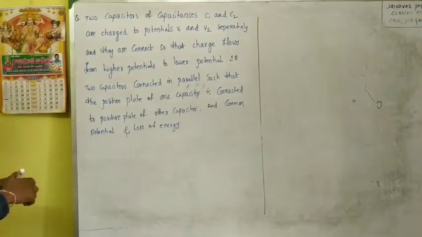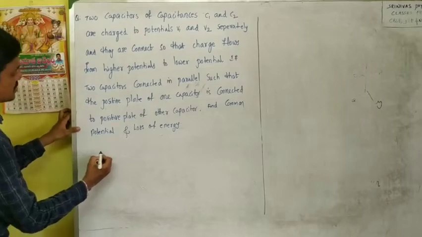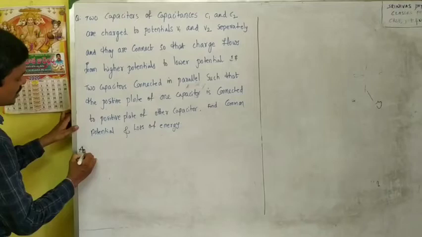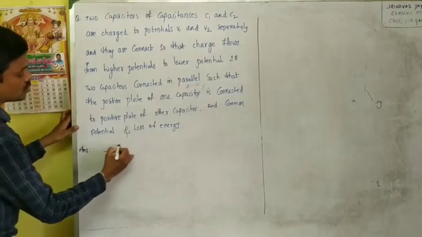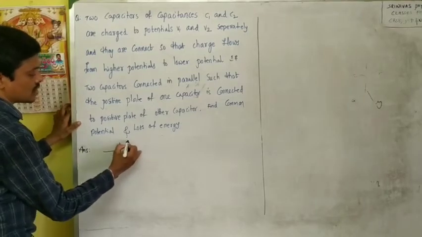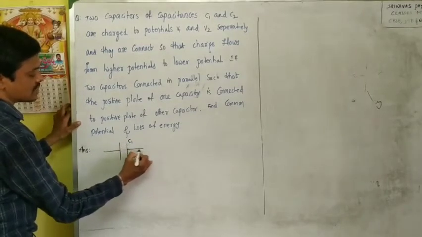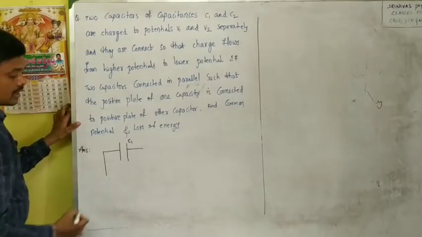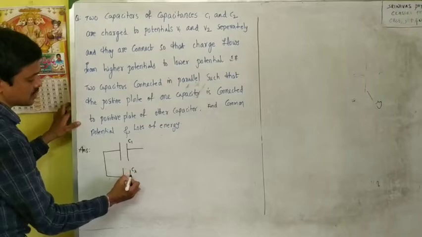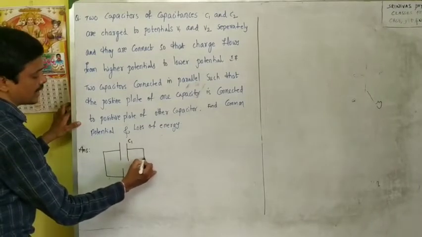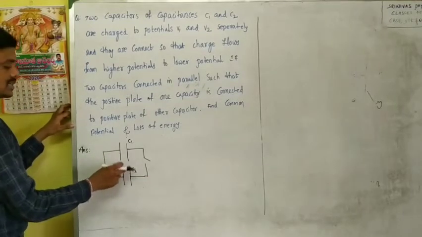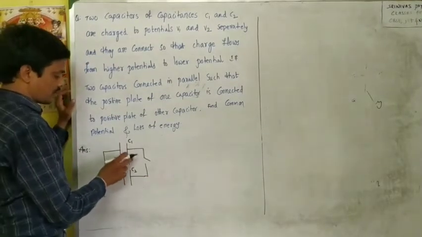Look here, there is one capacitor. Let us go for the answer. What are they asking in this question? There are two capacitors. Firstly, we have the first capacitor whose capacitance is C1, and another capacitor whose capacitance is C2. Now this is open. We are not connecting these two capacitors. Now these two capacitors are charged, before connecting.